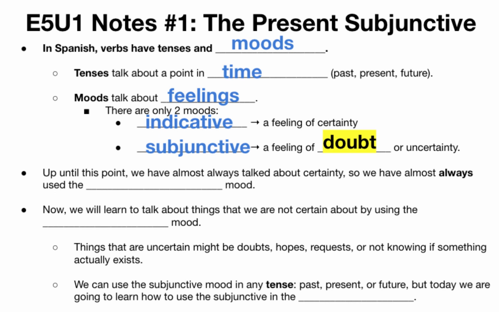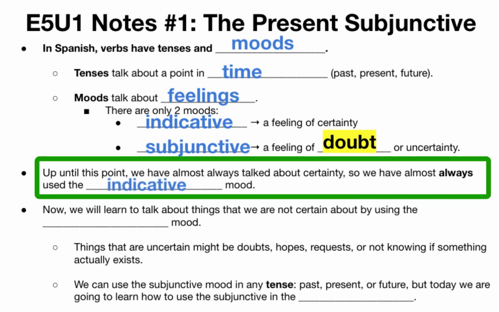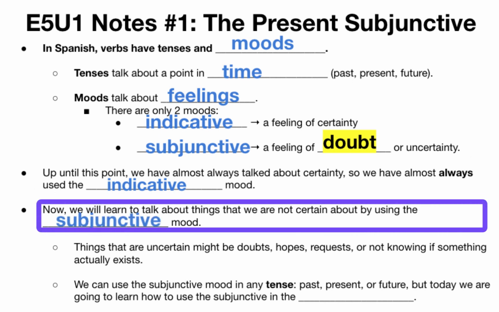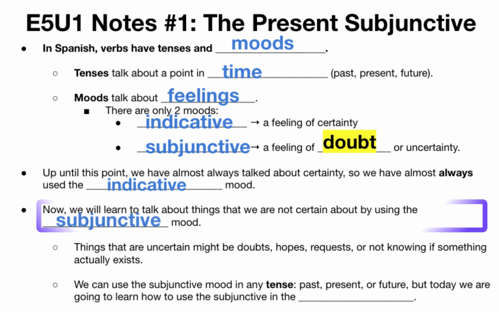So, up until this point, we've really talked about certainty, so we've almost always used the indicative mood. But now we will learn to talk about things that are not certain by using the subjunctive mood. So things that are uncertain might be things like your doubts, your hopes, requests, maybe they'll be fulfilled, maybe they won't be fulfilled, we don't know, or even not knowing if something actually exists.